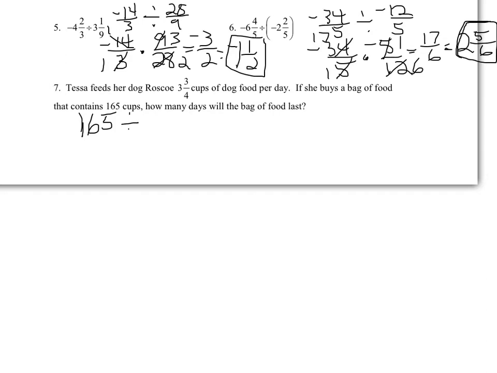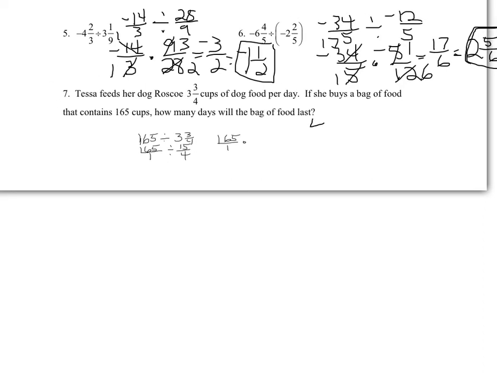So what we're going to do is do 165 divided by 3 3/4. How many 3 3/4 fit into 165? So we could think of this as 165 over 1 divided by 3 3/4. 4 times 3 is 12, plus 3 is 15, so that's 15/4. So we really have 165 over 1 times 4/15.